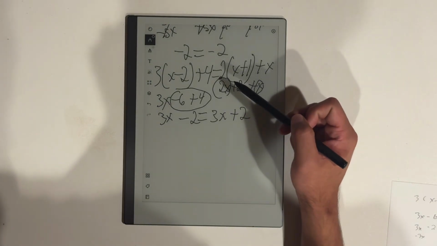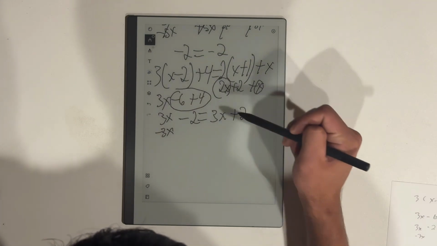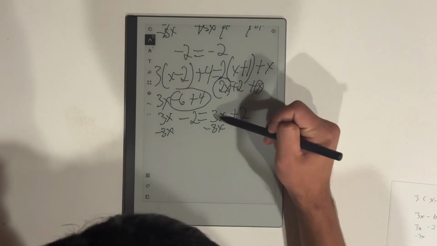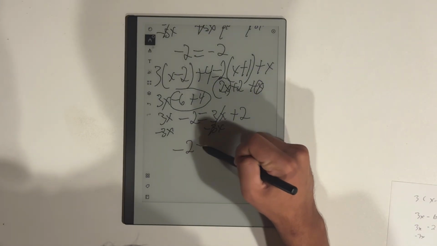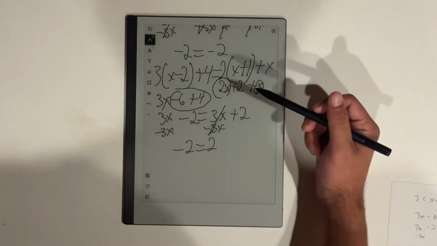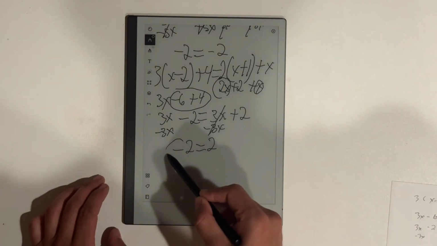So now you are going to want to subtract 3x from this side, put it on this side. Minus 3x. That'll cancel out. So now we got negative 2 equals 2. So that is going to be obviously a no solution, just because negative 2 does not equal 2.